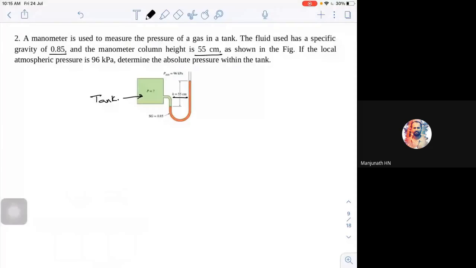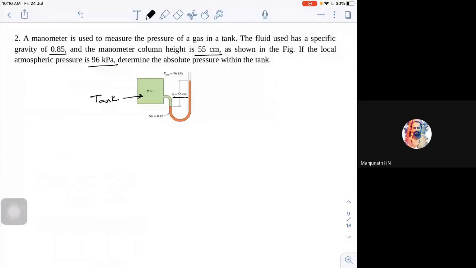Now, what will be my local atmospheric pressure? So it can be 101 kilopascals or it can be 90 kilopascals. So as I go up above sea level, this particular atmospheric pressure keeps coming down.